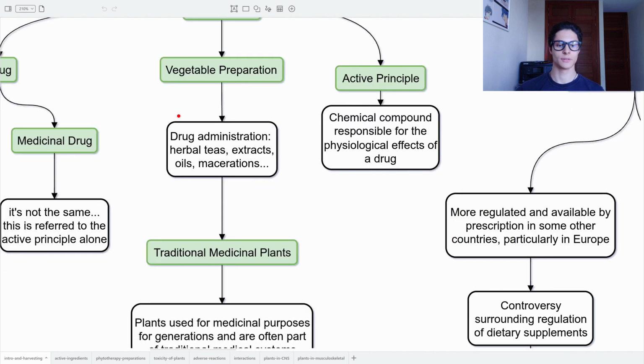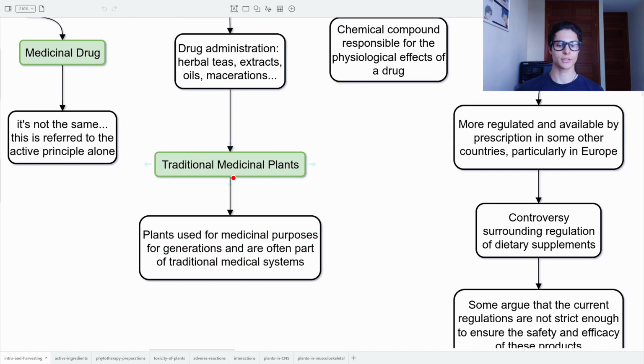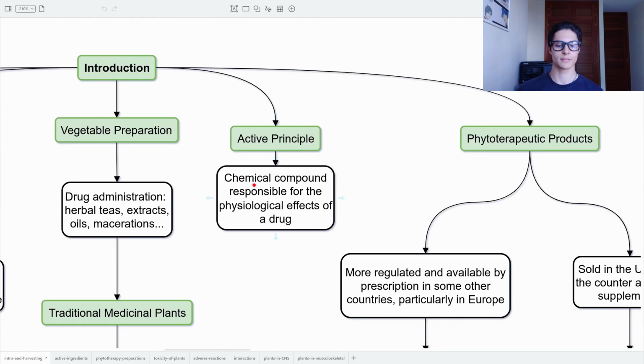Vegetable preparation, drug administration through herbal teas, extracts, oils, macerations. We will have a video talking about that in detail. Traditional medicinal plants are plants used for medicinal purposes for generations and are often part of traditional medical systems. Active principle: it's the chemical compound that is responsible for the physiological effects of that drug.